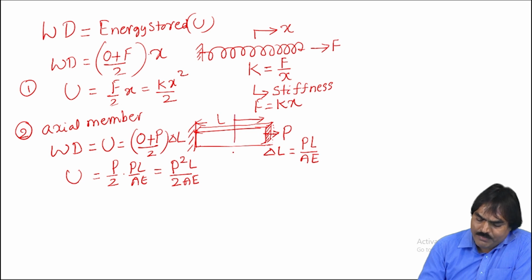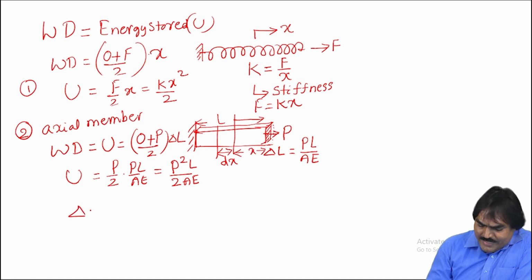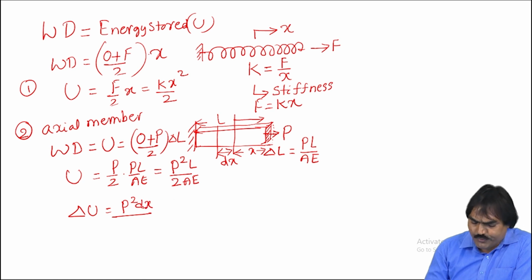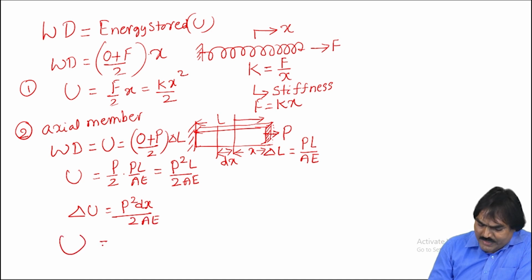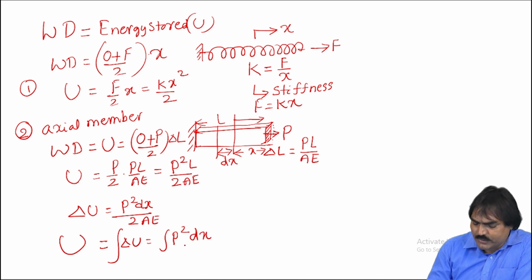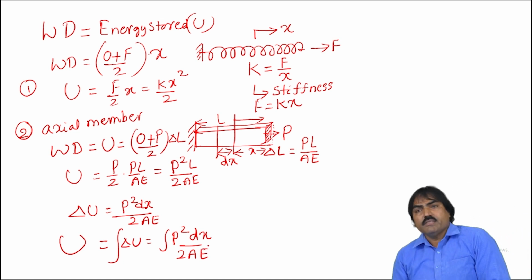Suppose I take a small elemental length dx at a distance x from this end. The elemental energy delta U is given by P square L by 2AE, where the L is now dx: P square into dx by 2AE. Then what is the total energy? The total energy is always the integration of delta U, that is equal to the integral of P square into dx by 2AE. This is the energy stored.